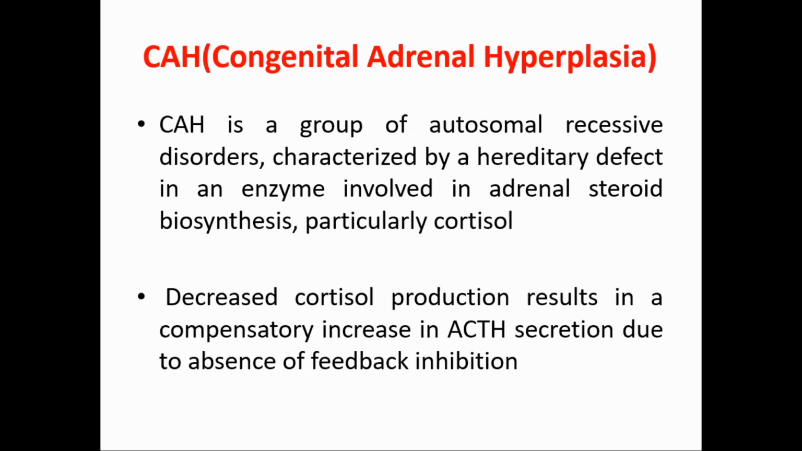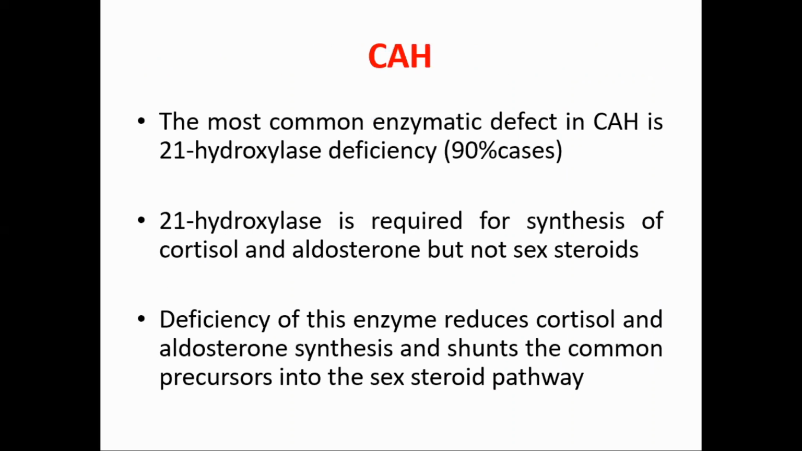So when there is a decrease in cortisol, it causes an increase in ACTH level. If the cortisol level falls, ACTH rises due to lack of feedback inhibition, because there is no mechanism to oppose it, so as soon as cortisol decreases, ACTH production increases. In 90% of cases, the 21 hydroxylase enzyme is deficient. And why is this 21 hydroxylase enzyme deficient?